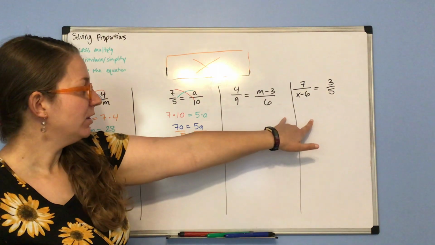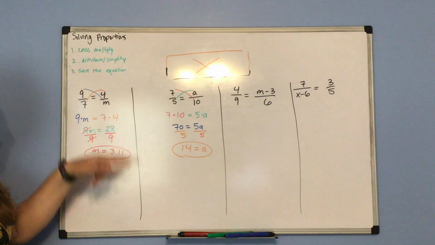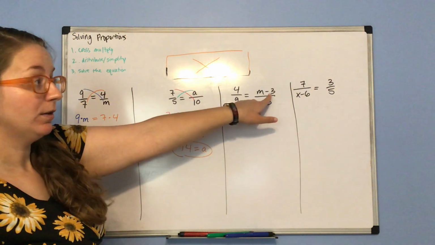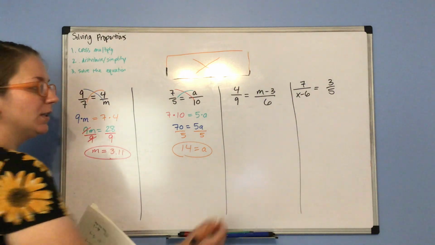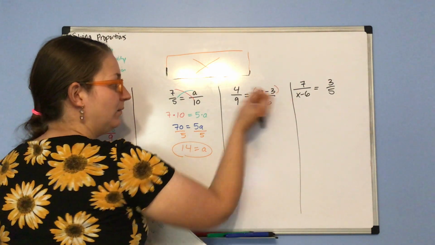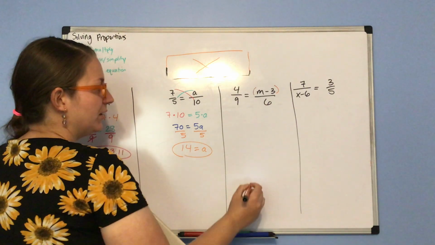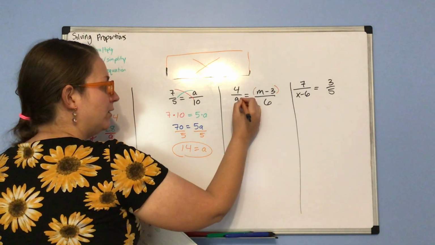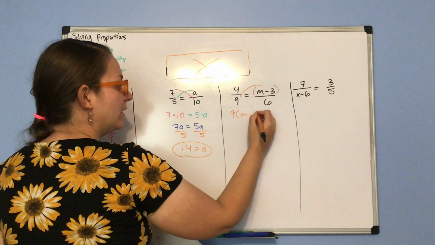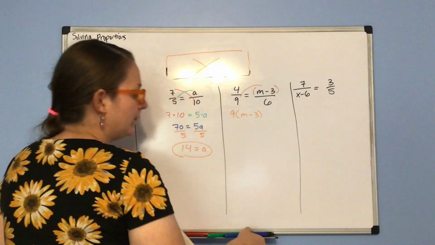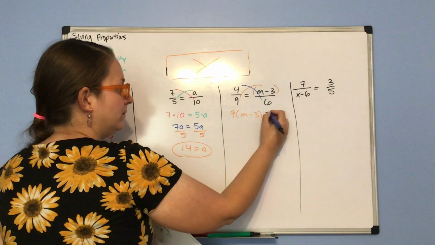These next two look a little bit different, just because notice that everything here is one term, one term, one term, one term, whereas here we have something with 2 terms. You will eventually need to distribute in those cases. What I like to do is put anything that's in 2 terms in parentheses so I don't forget. So let's do our cross multiplying. I have to do 9 times all of this. So I'm just going to write 9 parentheses m minus 3 on one side. And then do my other cross multiplying, 4 times 6.